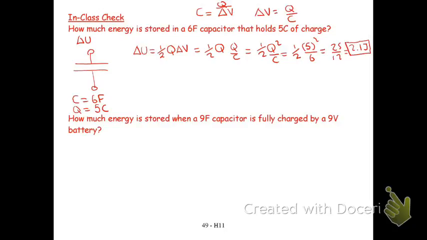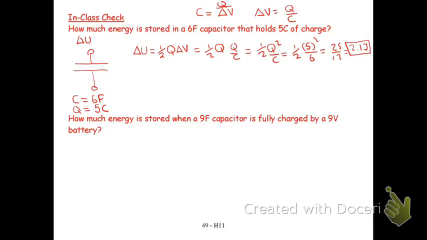Yep, 2.1 joules. That's a big capacitor. 6 farads, that's a big capacitor. And 5 coulombs, that's a lot of charge. And we got a whacking 2.1 joules out of it. Yeah, it's not the best way to store energy.